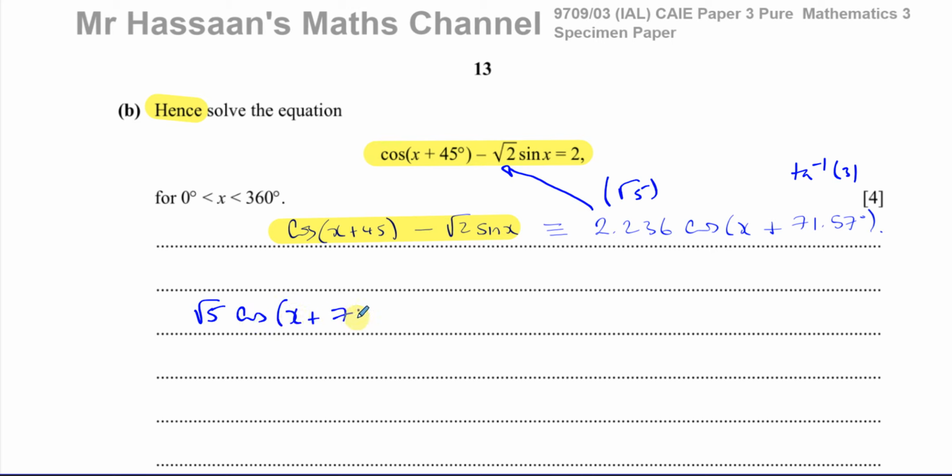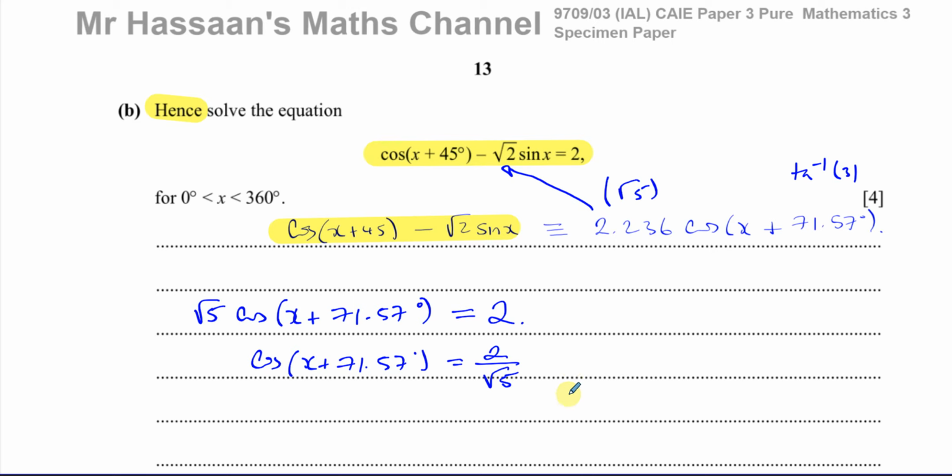I can leave it like this for now, no problem, and that's equal to 2. So I need to solve this equation. Okay, and from something that looks complicated like this, it becomes something quite simple. So now we can try to solve this. First thing we're going to do is divide by root 5. So we have the cosine of x plus 71.57 degrees is equal to 2 over root 5. So that's the first step.